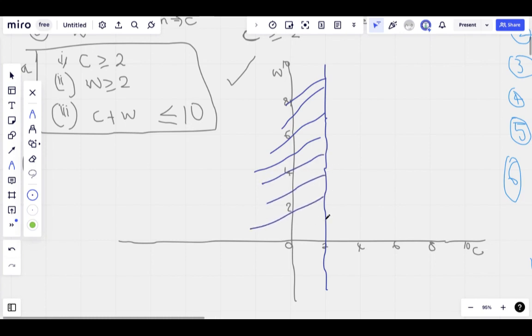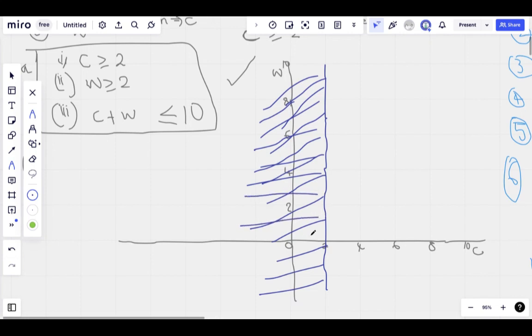The opposite side. Are you with me? Yeah. Okay. Are you paying attention? I am. Okay, great. So we shade this side.